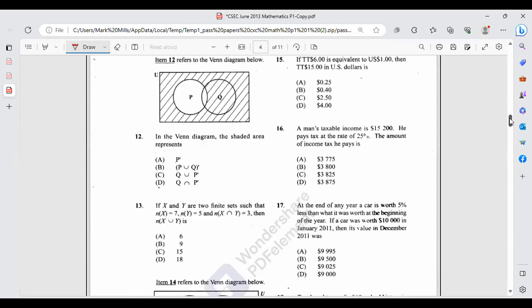Number 12. In the Venn diagram, the shaded region represents A. Sir, A. All right. P prime. So it would be A.